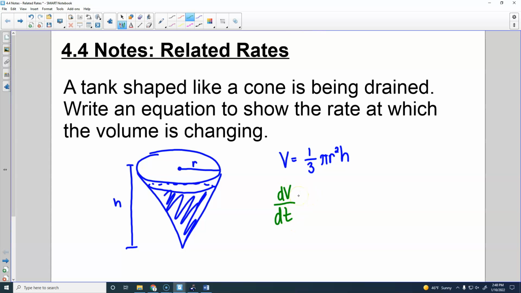So basically, remember when we did implicit differentiation with dy's and dx's, and every time you took the derivative of a y, you had to put dy/dx with it? This is similar, but we're going to be taking the derivative with respect to t, which is not even a variable in the equation to begin with. So basically it means every time you take a derivative of something, you have to put a d whatever dt: dr/dt, dh/dt, dV/dt.